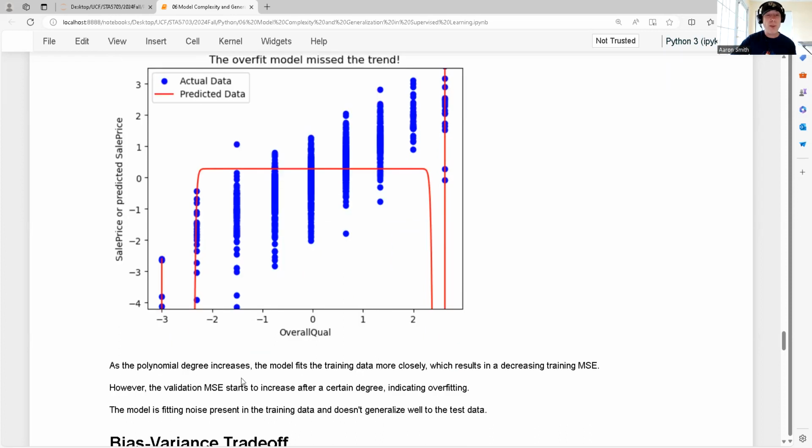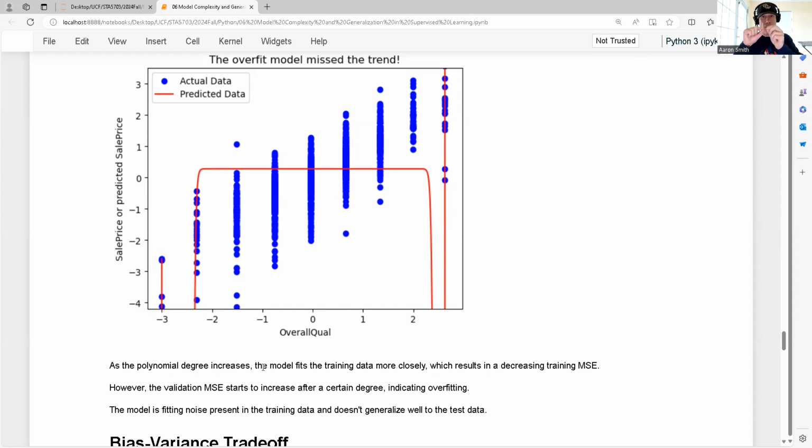As the polynomial degree increases, the model fits the training data more closely, which results in a decrease in the mean squared error on my training data. But at a certain point, while I keep making the training data MSE smaller, I start making the validation and test MSE increase. So at a certain point, I reach the optimal degree, which we'll show in a moment. I reach the right degree that I want.